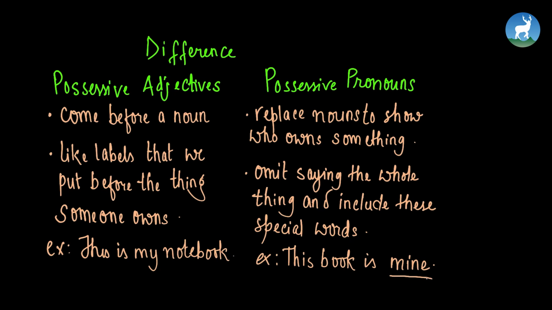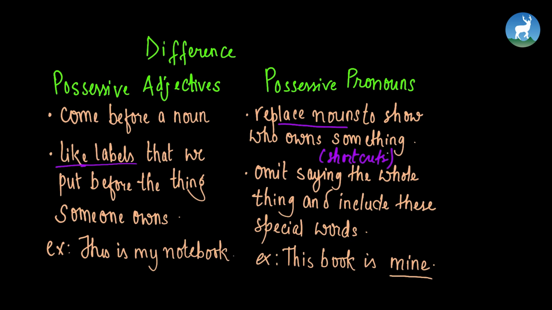So, instead of saying this book is my book, we say this book is mine, using the possessive pronoun mine. The simple way to find out the difference between possessive adjectives and possessive pronouns is this: possessive adjectives are like labels before the thing someone owns. Okay? And possessive pronouns are like shortcuts that replace the whole thing. They are like shortcuts. Will you be able to remember the differences?